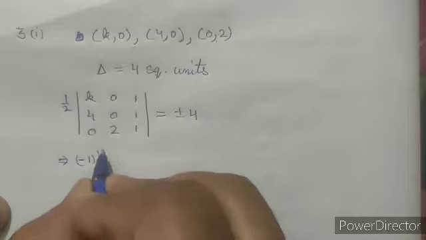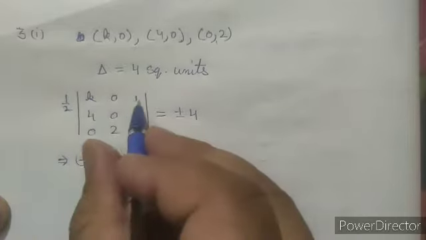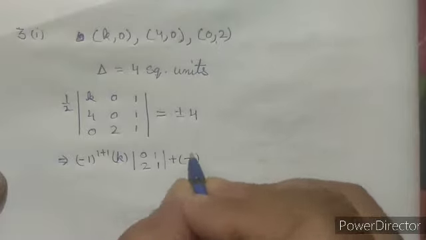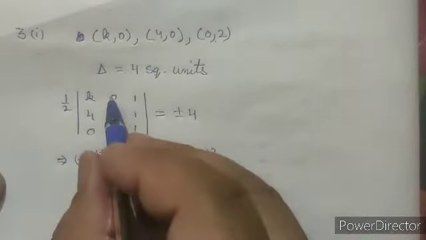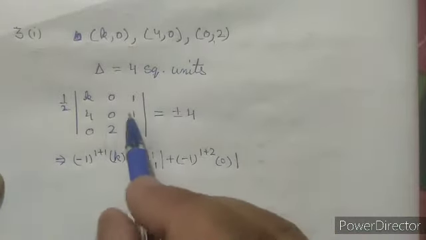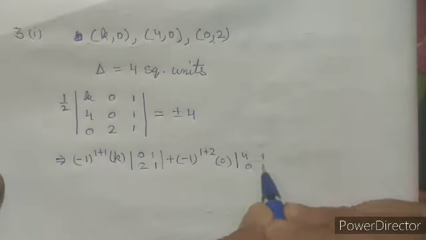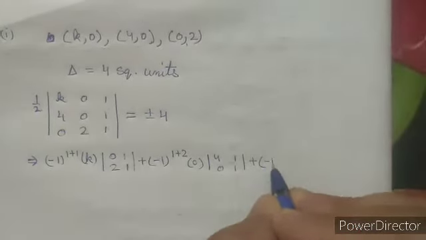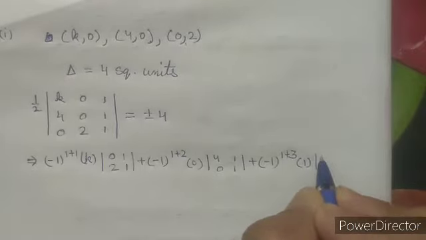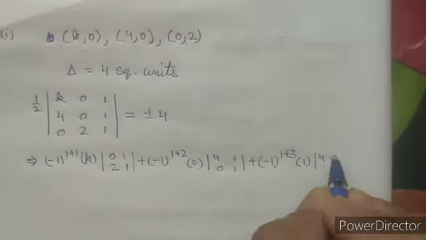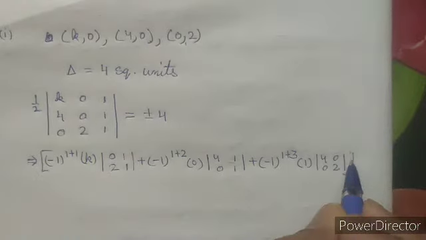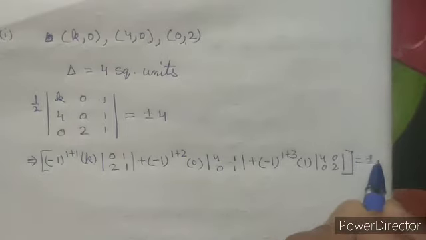and on expanding along row 1 we will get (-1) raised to power 1 plus 1 into k into the determinant of (0, 1; 2, 1), now plus (-1) raised to power 1 plus 2, this 0 is the second element of row 1, into the determinant of (4, 1; 0, 1), now plus (-1) raised to power 1 plus 3, this 1 is the third element of row 1, into 1 into the determinant of (4, 0; 0, 2), and this whole will be equal to plus minus 8.